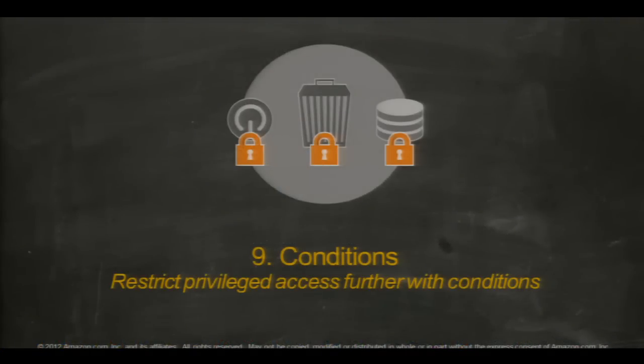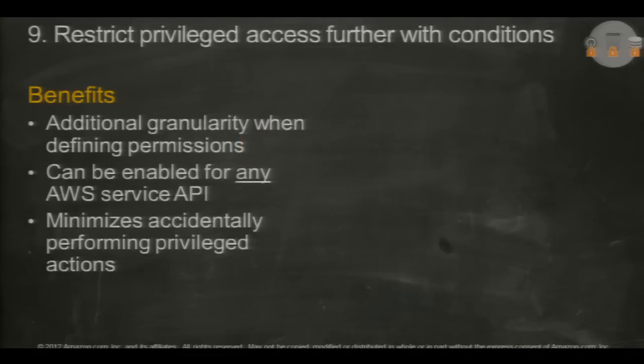Conditions. Conditions is another way of providing even more granular control to your resources in your AWS environment. So you can be very restrictive. I said we talked about APIs, we talked about resources, we talked about the console, et cetera. It allows you to be very specific down to the level of time of day, or if they're coming over SSL, or if they're using a specific application when they're accessing. And it can be enabled for any API.